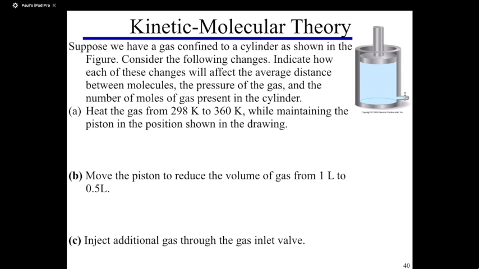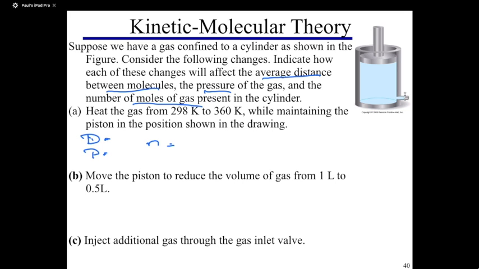So if we have a gas in a confined cylinder, we can consider a couple of things. We're going to consider how different conditions change the average distance between the molecules, the pressure, and the number of moles. So we're going to look at distance, pressure, and moles.